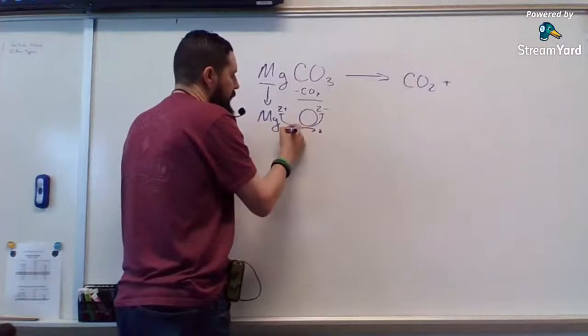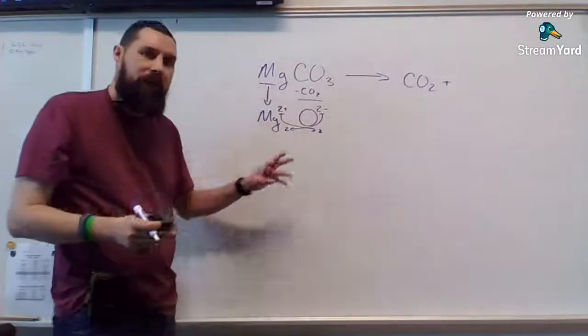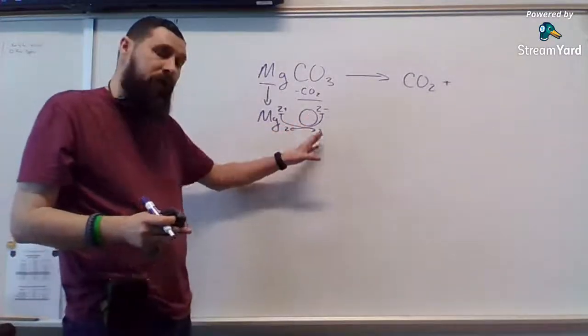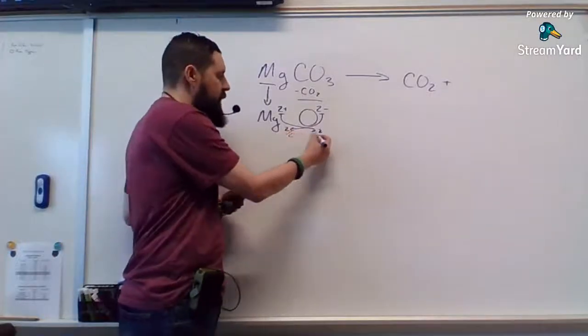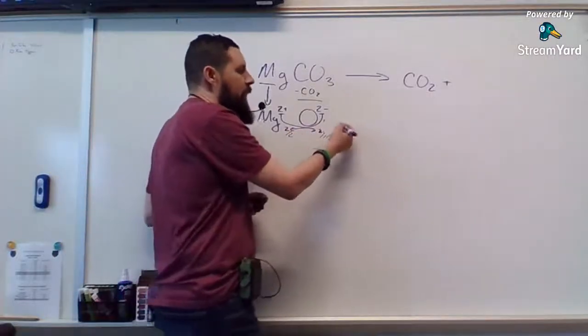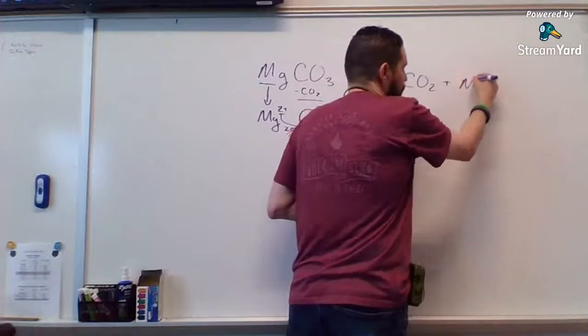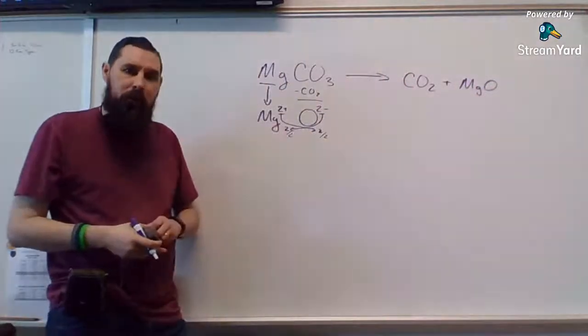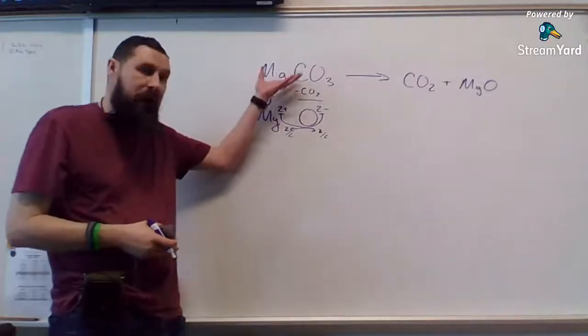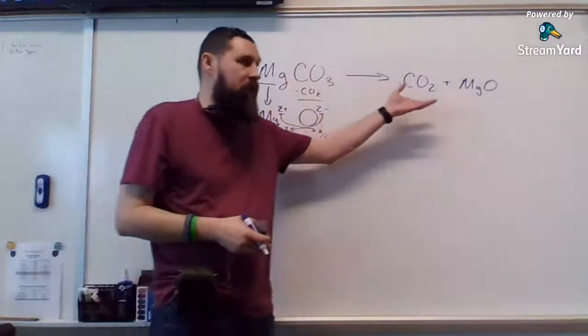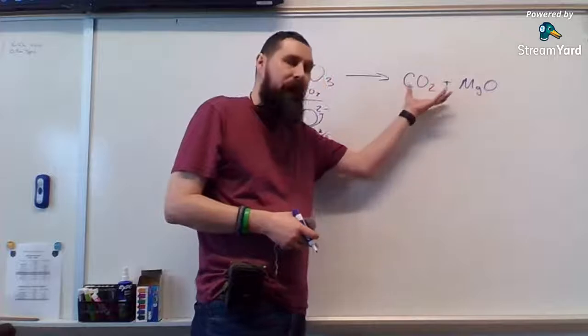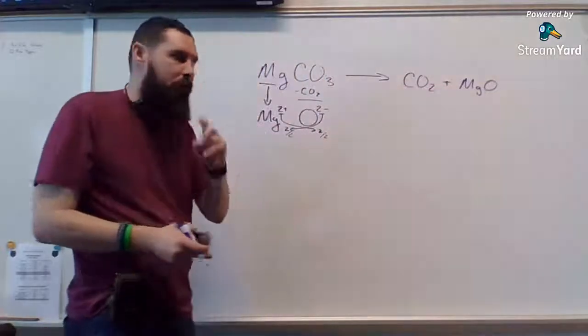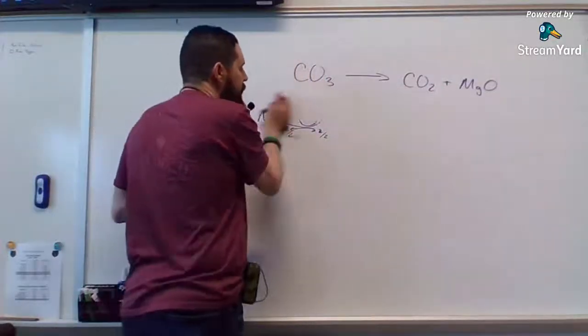And like we've been doing, we cross down charges, initially get Mg2O2, but those subscripts can reduce, and I get a second product of magnesium oxide with the formula of MgO. So again, my metal carbonate produces the metal oxide and carbon dioxide. Let's do one more. Let's take aluminum carbonate.